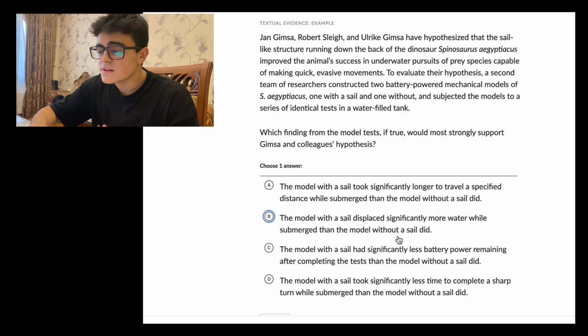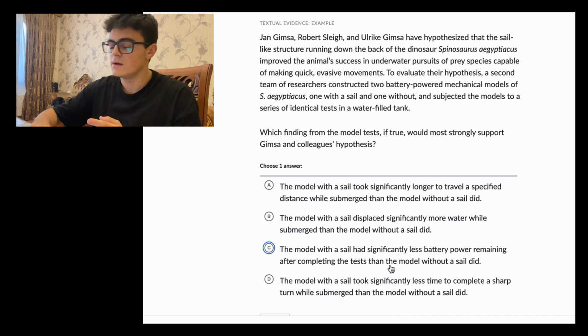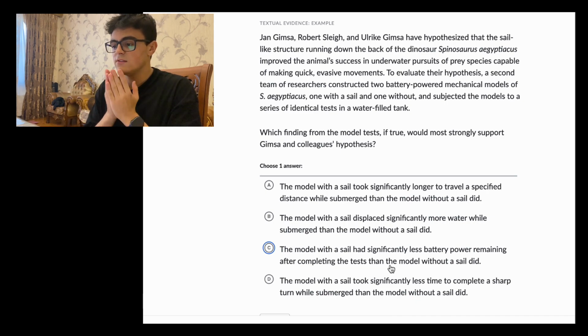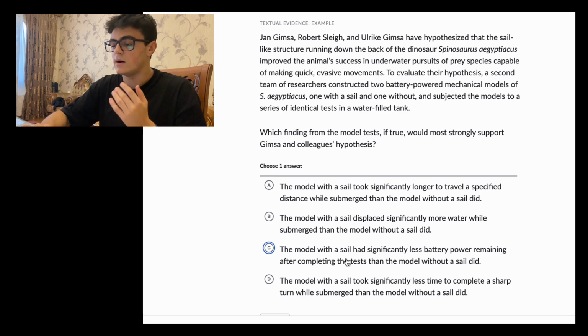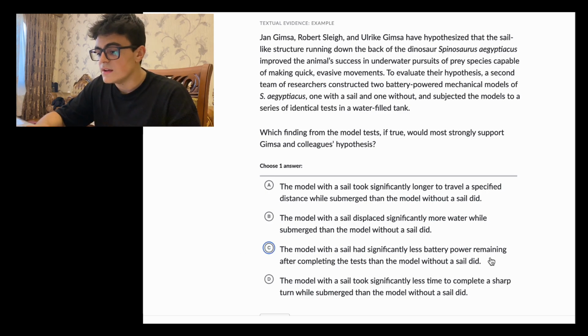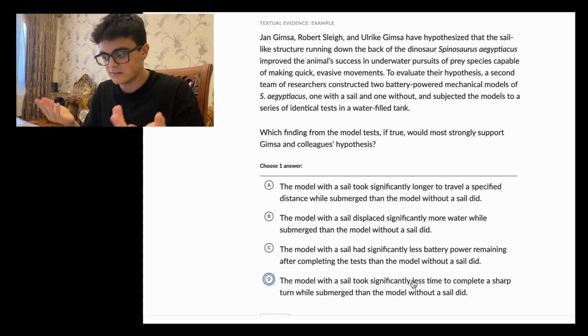Option C. The model with a sail had significantly less battery power remaining after completing the test than the model without a sail did. There's nothing said about this in the text. That's why this isn't our answer. Option D. The model with a sail took significantly less time to complete a sharp turn while submerged than the model without a sail did.